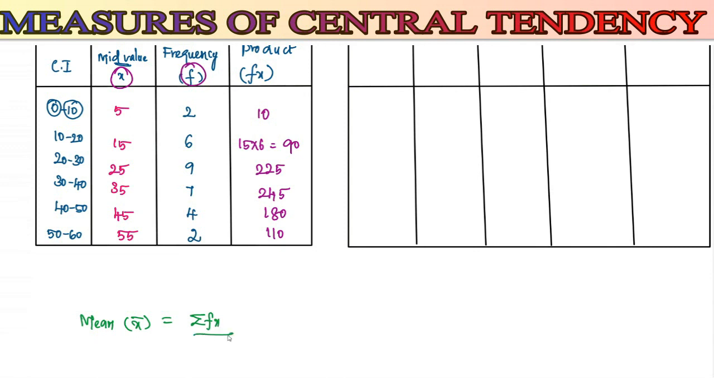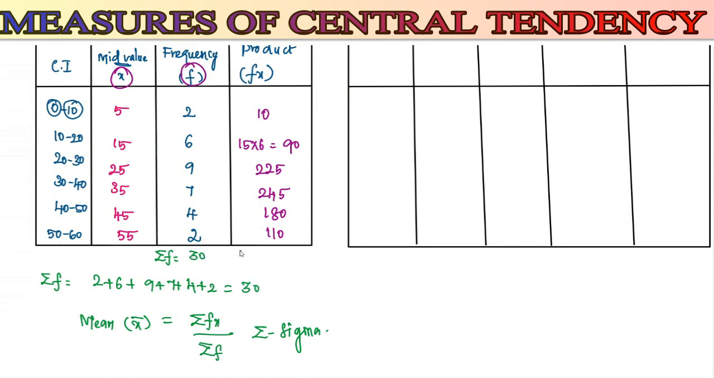Actually the formula here is: mean, x bar, is equal to sigma fx divided by sigma f. This sigma stands for the sum of all the values. So I am going to add the sum of frequencies: sigma f is equal to 2 plus 6 plus 9 plus 7 plus 4 plus 2, which is equal to 30. So here sigma f is equal to 30.